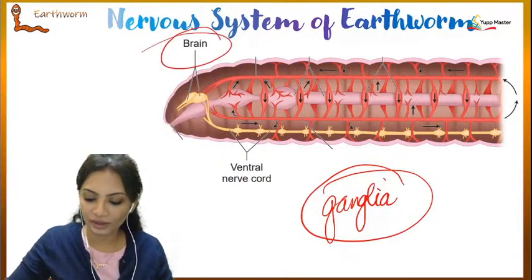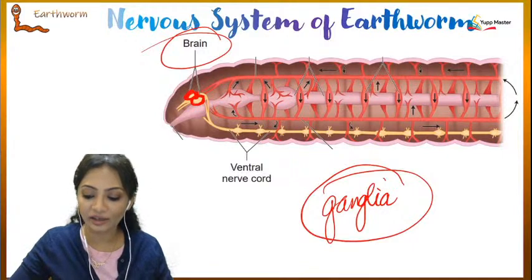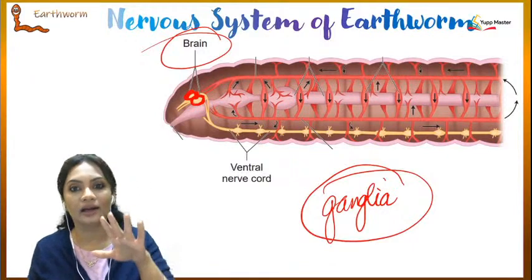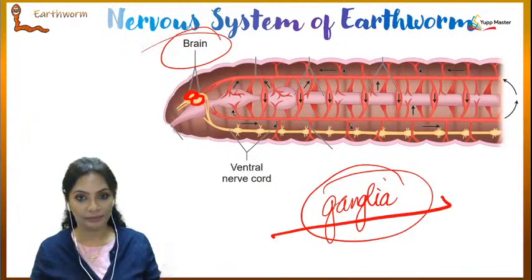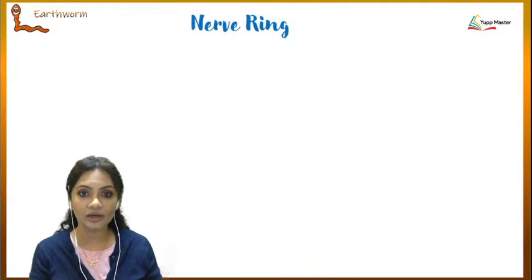Okay, so look over here. These parts that you're seeing here, which are said to be the brain, are not actually an organ. What are they? They are nothing but ganglia. Okay, so let's begin with the nervous system.